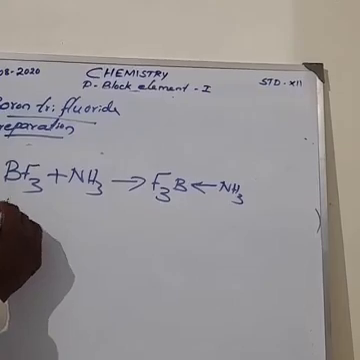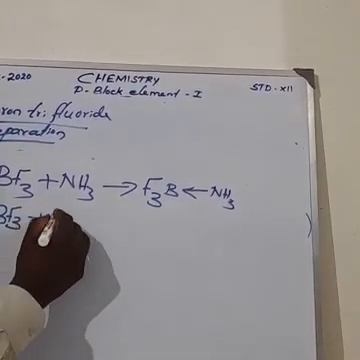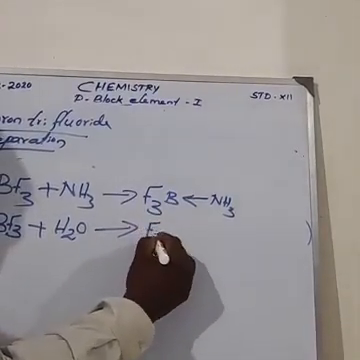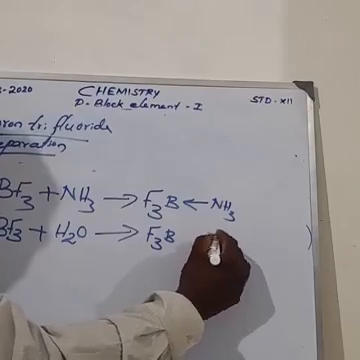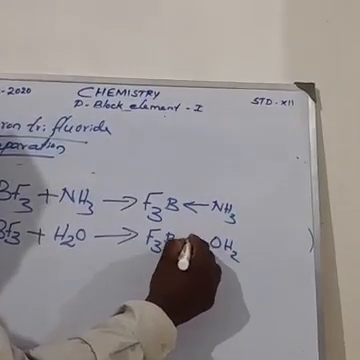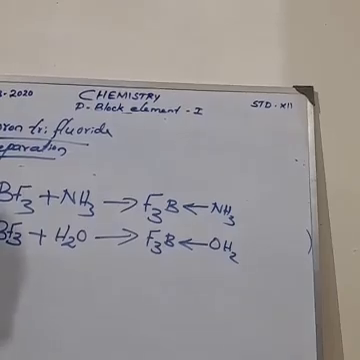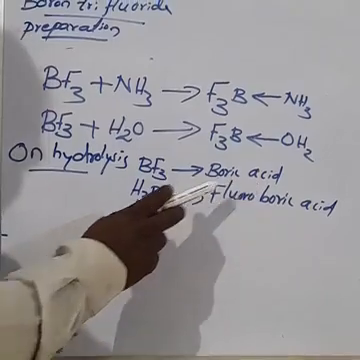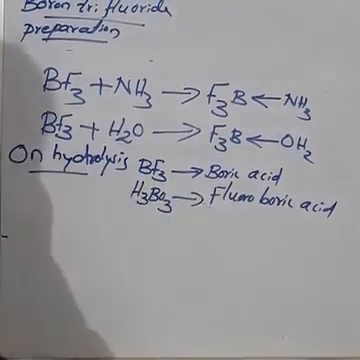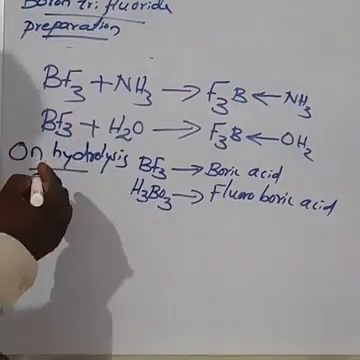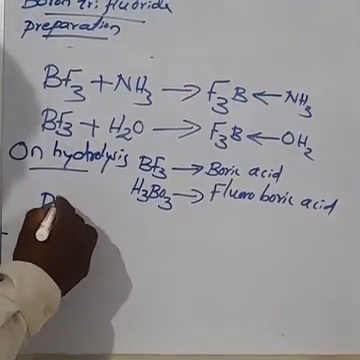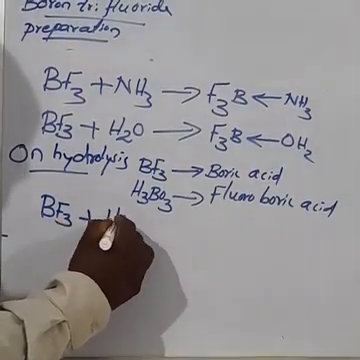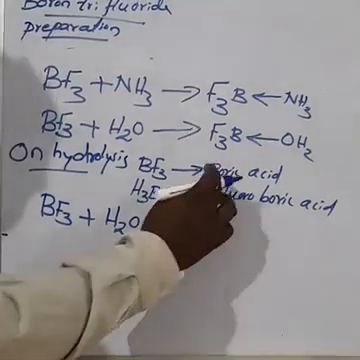Another example, BF3 plus H2O, we get F3B-OH2. Here oxygen gives a pair of electrons to boron. On hydrolysis, boron trifluoride gives boric acid. This boric acid gives fluoroboric acid. Next equation, BF3, boron trifluoride, undergoes addition of water, that is hydrolysis. We get boric acid.